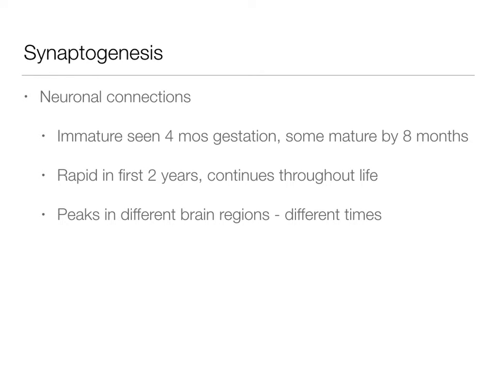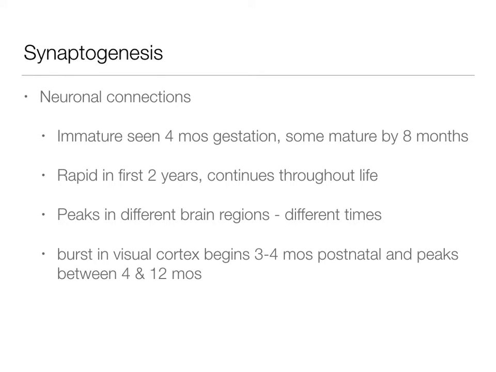And we see peaks in different brain regions at different times. So again, that frontal lobe, we're not finishing that until our mid-20s, but we'll see a burst in the visual cortex at about 3 to 4 months. And we'll see a peak between 4 and 12 months. So again, we see these differences. We see a peak in prefrontal cortex connectivity happening at about 2 years. And again, that's that executive function in the frontal cortex.